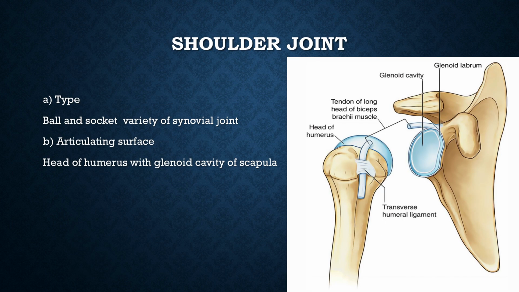So, shoulder joint is a ball and socket variety of synovial joint. Another example of ball and socket variety of synovial joint is hip joint. Here, the articulating surface is head of the humerus and glenoid cavity of the scapula. The head of the humerus articulates with the glenoid cavity of the scapula, and the articulating surface is covered all around by hyaline cartilage.